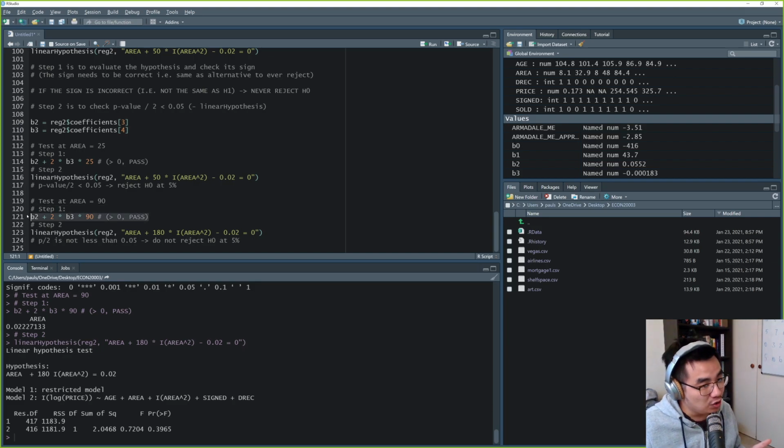If you are really, really sure, but you're really, really sure in the opposite direction, well, of course, that's actually not evidence for rejecting the null. It's actually evidence for not rejecting the null. So in that case, that's why if the sign is already incorrect, you would never reject the null. It's very important that you remember that when you're using linear hypothesis, because it's actually an F-test.